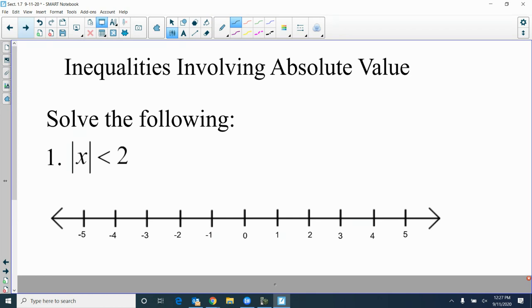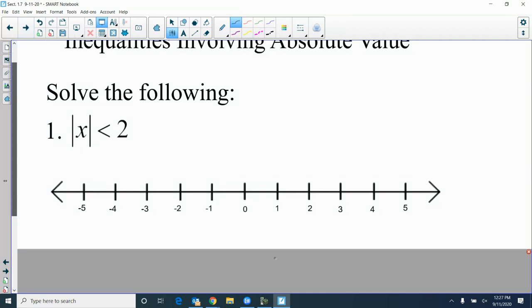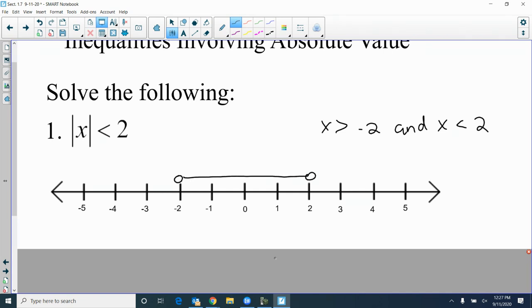Dom, any ideas? How would you describe what you have graphed? X is greater than -2 and less than 2. You got x is greater than -2, like this. And x is less than 2. Is that what you said? Yeah. All right, so that means you have this drawn like that, correct? That would be the correct graph.